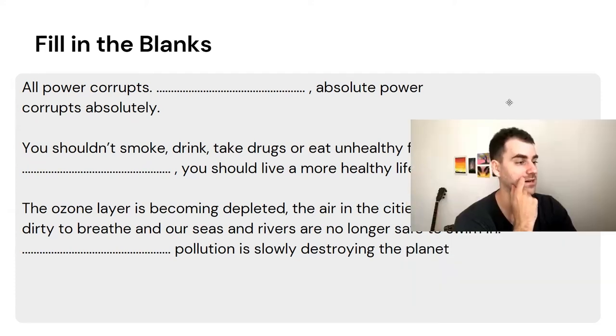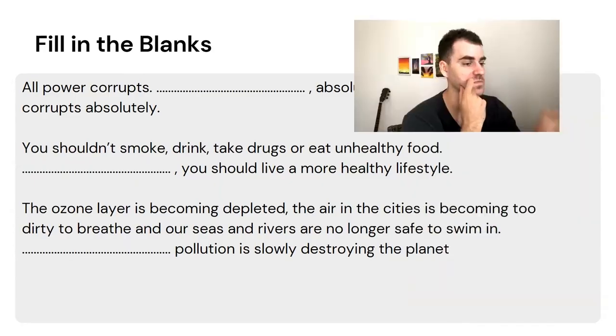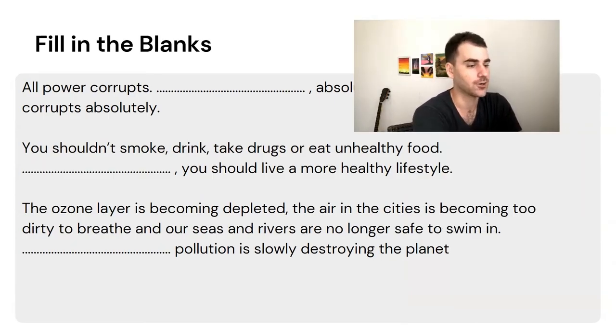And let's look at the final example. It says, the ozone layer is becoming depleted. The air in the cities is becoming too dirty to breathe, and our seas and rivers are no longer safe to swim in. Now we can use a conclusion word here. To summarize, pollution is slowly destroying the planet. We could say, in conclusion, pollution is slowly destroying the planet.